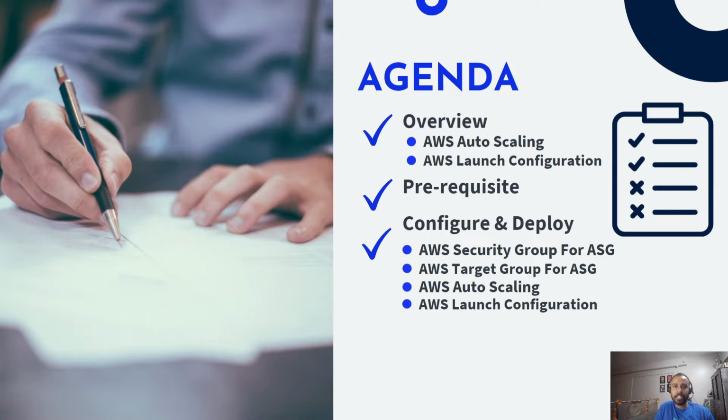We would be creating a security group for our auto scaling group. Then we will create a target group for our auto scaling group. Then an auto scaling group itself. Then the launch configuration. And I will show you how you can associate all of them together to bring more value to the table. So let's go ahead and get started with our overview.